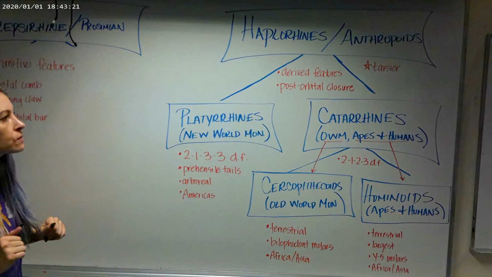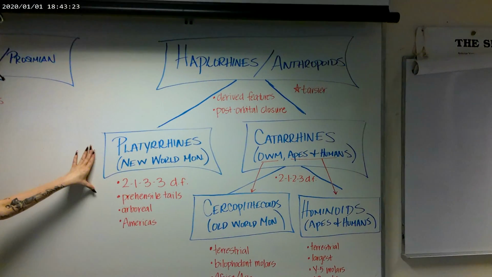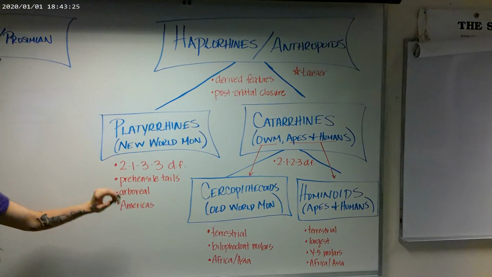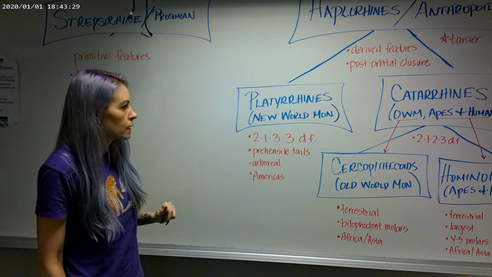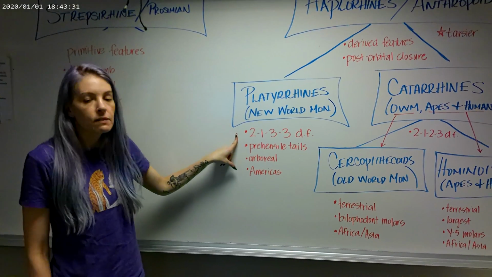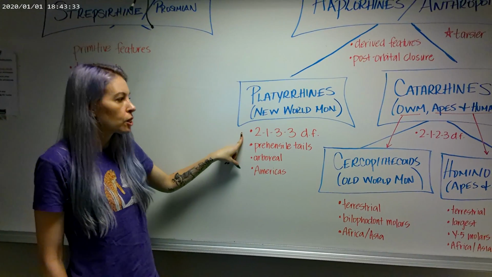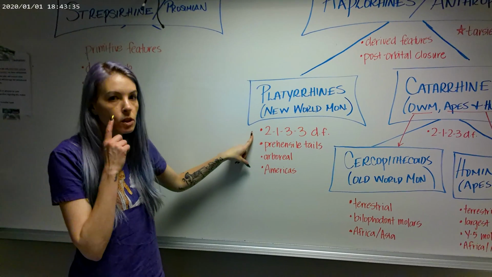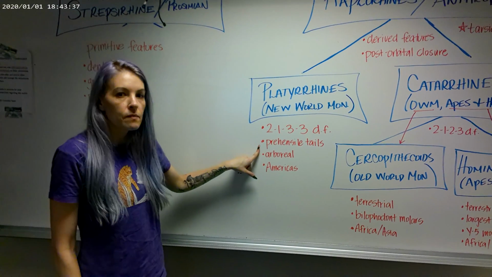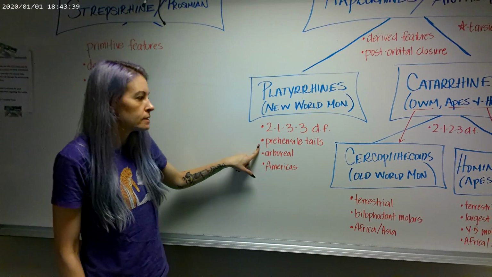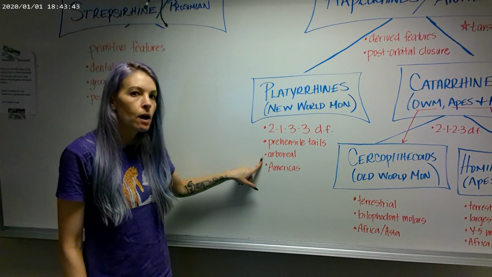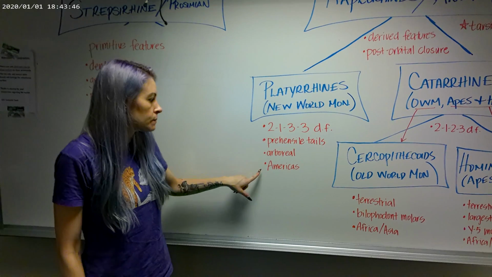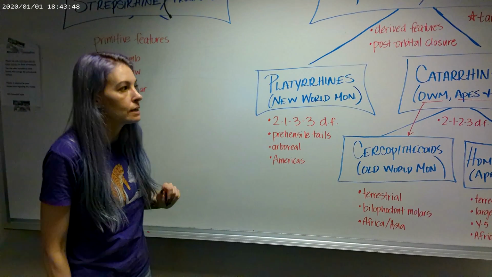So the haplorhines first are going to be divided into the platyrrhines and the catarrhines. The platyrrhines are called New World monkeys. They are only monkeys. Their defining features: they have a 2-1-3-3 dental formula, so they have a third premolar. Some of them have prehensile tails, which means the tails are long and can grasp things. They tend to be arboreal and live in the trees, and they are found only in Central and South America.